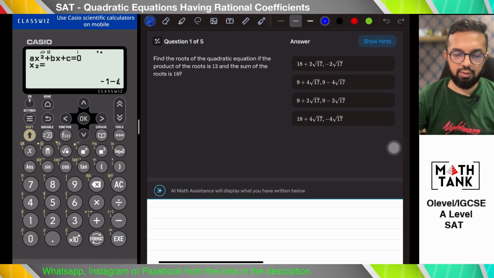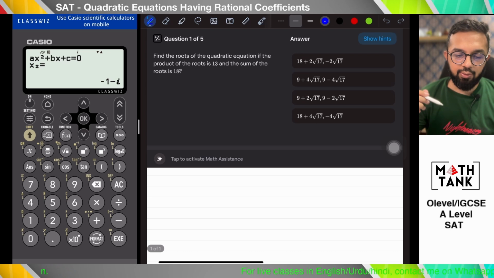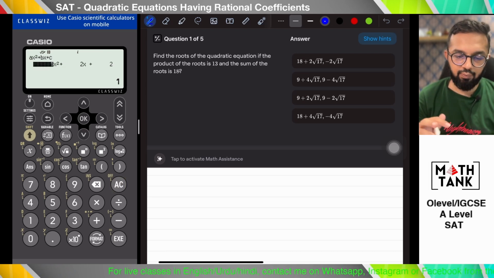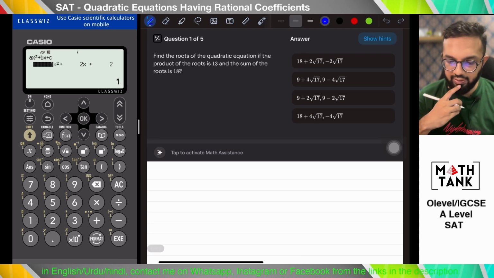Today's topic is solving quadratic equations having rational exponents. These are hard questions. Let's start solving them. Question number one says: find the roots of the quadratic equation if the product of the roots is 13 and the sum of the roots is 18. Okay, and I have answer options.